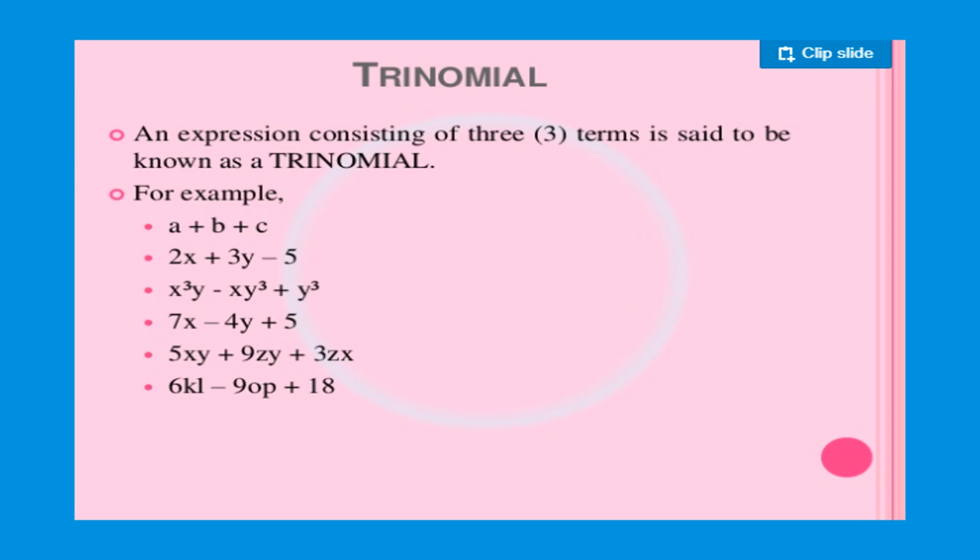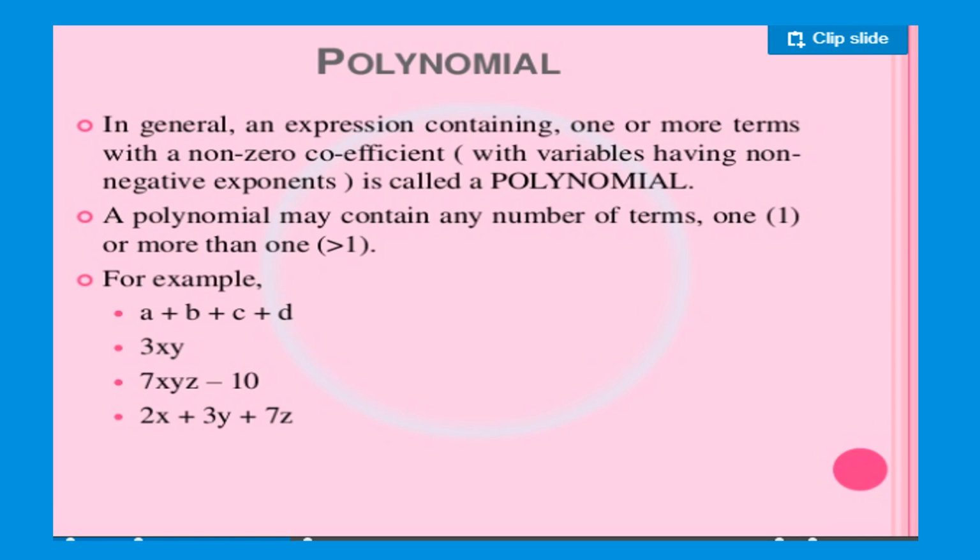Next, what is a trinomial expression? An expression which consists of three terms is called a trinomial expression. For example, a plus b plus c: a, b, c, three terms are there. 2x plus 3y minus 5: here also there are three terms. x cubed y minus x cubed y cubed plus y cubed: here also three terms. They are separated by addition or subtraction signs. So an expression consisting of three terms is known as a trinomial.